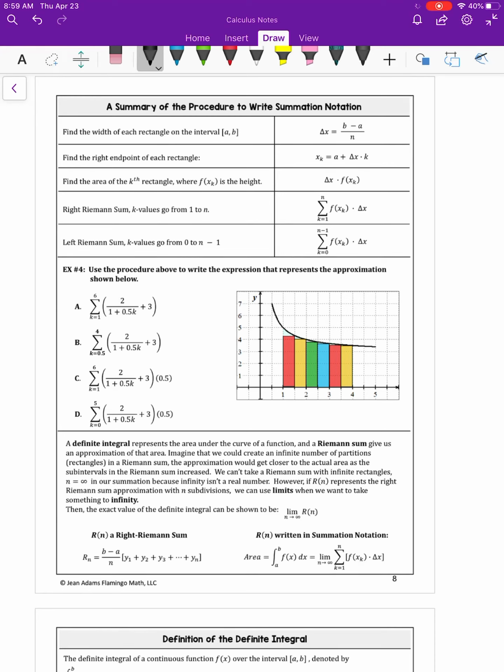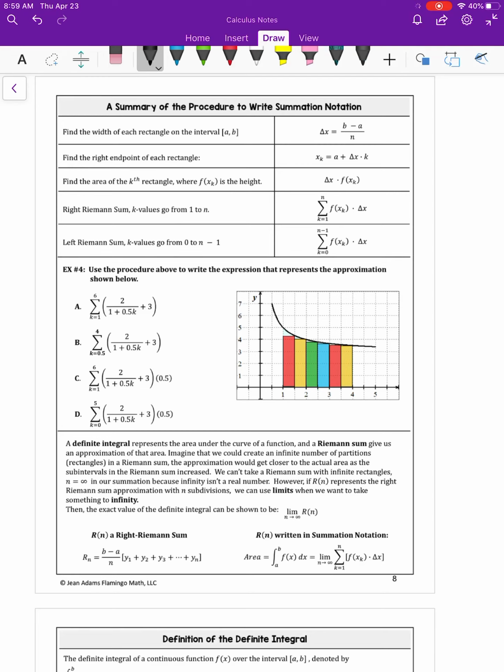The TI-84 has a summation also, but I don't have my 84 with me, so if you Google it, it'll tell you how to do it. Or you can just use your Desmos.